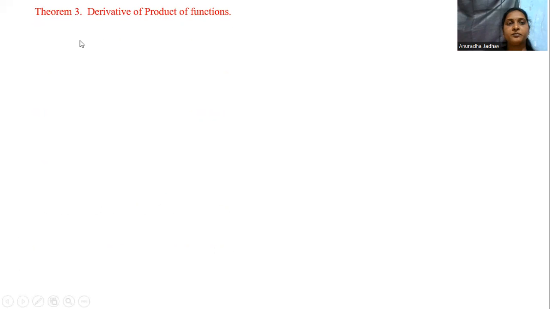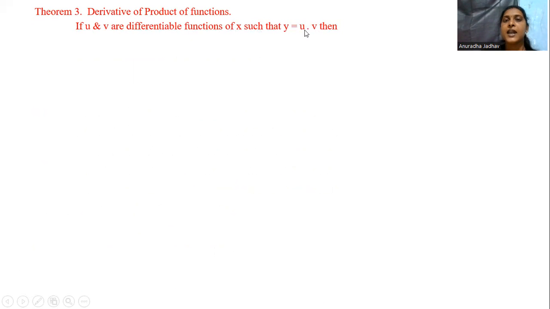Our third theorem: derivative of product of two functions. Firstly, see the statement: if u and v are differentiable functions of x such that y is equal to u into v, then here y is a product of two functions. u and v are the functions of x, and here it is given that u and v are separated by a product.